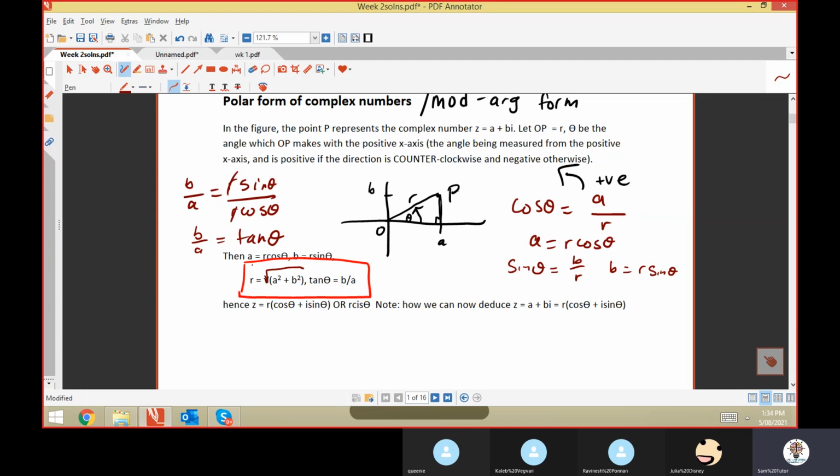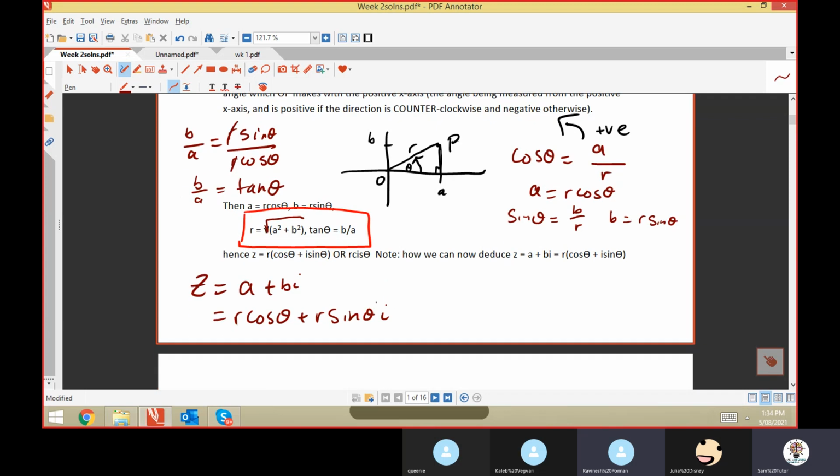Let's see if that's true. What does Z equal originally? What did Z equal? Right up there. A plus bi. But what does A equal now? R cos theta. Plus, what does B equal to now? R sine theta. And then what can you factorize out? R. And then you're left with cos theta plus I sine theta.